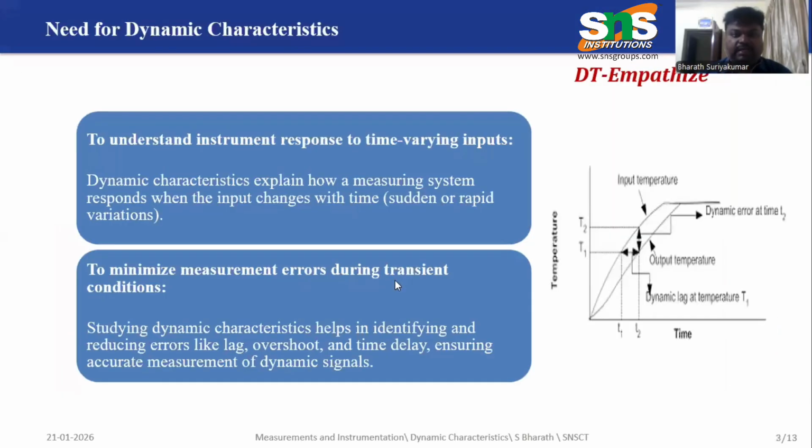What are the dynamic characteristics? Why do we need them? Dynamic characteristics are required to understand the instrument response to time-varying inputs. They are also used to minimize measurement errors during transient conditions. The dynamic characteristics explain how a measuring system responds when the input changes with respect to time. Whenever there is a change in the input, based on time, there is a change in the output. To minimize measurement errors, studying the dynamic characteristics helps in identifying and reducing errors like lag, overshoot, and time delay, ensuring accurate measurement of dynamic signals.